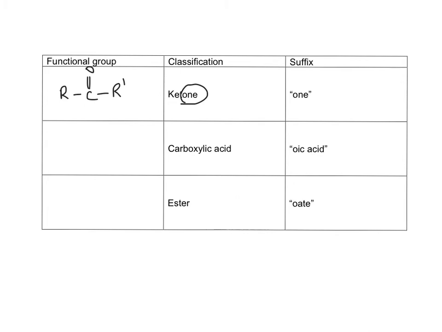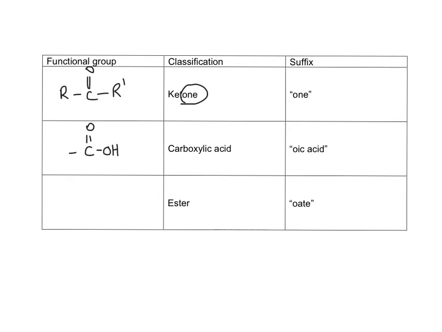Carboxylic acids. So a carboxylic acid contains a carboxyl group, which is a carbonyl group and a hydroxyl group. So this is called a carboxyl group. And again, like aldehydes, these are on end carbons or terminal carbons. And to name them, basically we take off the ANE and we put in oic acid: butanoic acid, pentanoic acid.